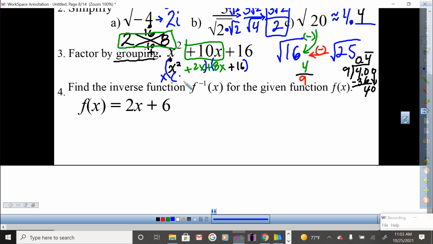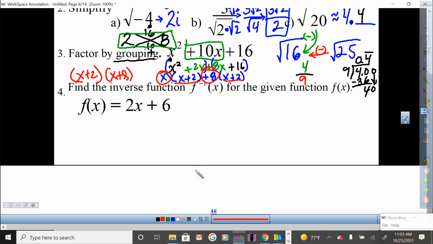GCF is x, we're left with x plus 2. GCF is 8, and we're left with x plus 2. So what's the same here and here? x plus 2. And what's left over? The x and the plus 8, so that's x plus 8. Yes?